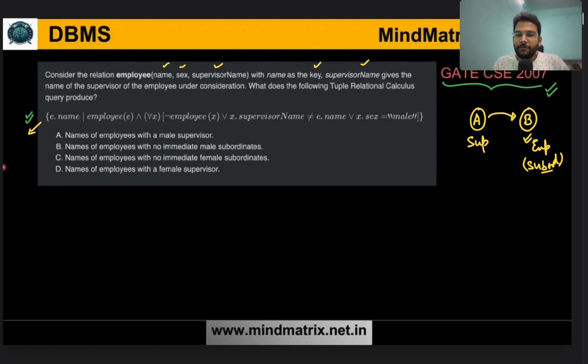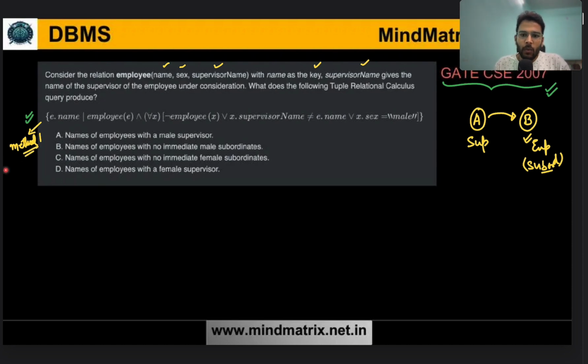Whenever you see any TRC question, it should click in your mind, okay? Because the root, the basic concept, the foundation that we have discussed during our lectures, is going to really help you in understanding the query as well. So always first you have to focus on whether it is written using method 1 or method 2. If you carefully see here, e dot name we have, then employee of e, that means e belongs to employee, right? So I can say that this is written using method 1. Yes or no? It is written using method 1.